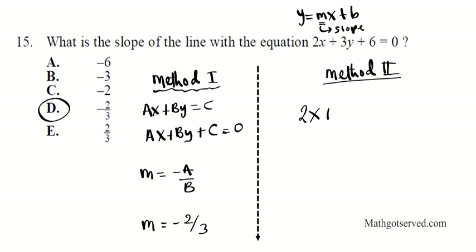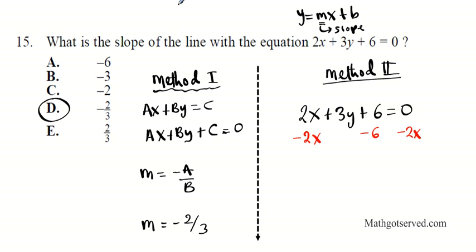So we have 2x plus 3y plus 6 equals 0. The goal is to isolate y and extract the coefficient of x as a result of that, okay? So to accomplish that, I need to move 2x and 6 to the other side, so subtract 2x and subtract 6 from both sides. Minus 2x minus 6 minus 6.